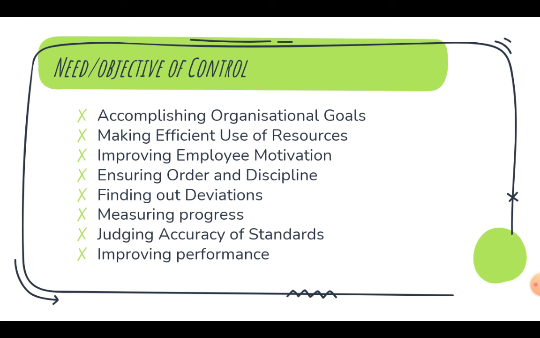So without having an effective control system, it will be difficult for the management to improve the performance, because they'll not be able to compare between the actual and standard. So they'll not know if there are any problems, any deficiencies. Therefore, controlling is very important if you want to improve the performance of the organization. So these are the reasons why we require controlling in the organization.